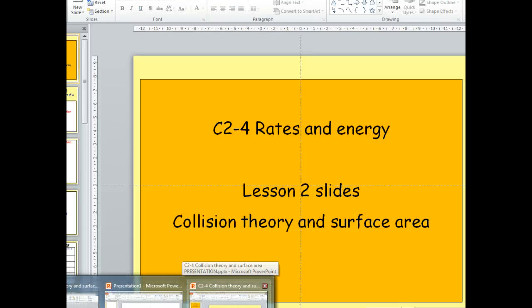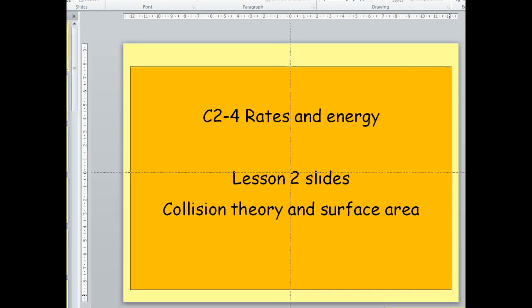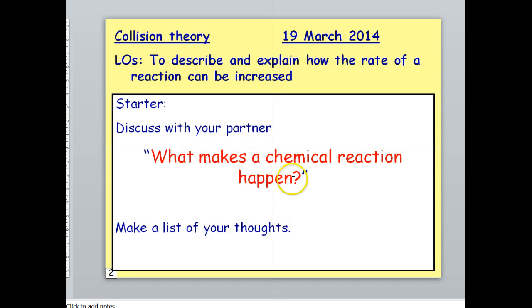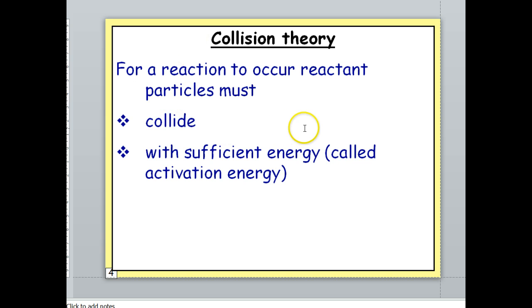So the notes you hopefully saw during the lesson. We had a conversation about how chemical reactions happen, and hopefully you came up with the ideas that we need some reactants, something to actually react, the idea that temperature might affect our rate of reaction, how fast the reactions occur, and you might have come up with the ideas of catalysts and particles colliding as well. So our definition of collision theory at GCSE is that for a reaction to occur we must have these two conditions: particles must first collide with each other and there must be sufficient energy.